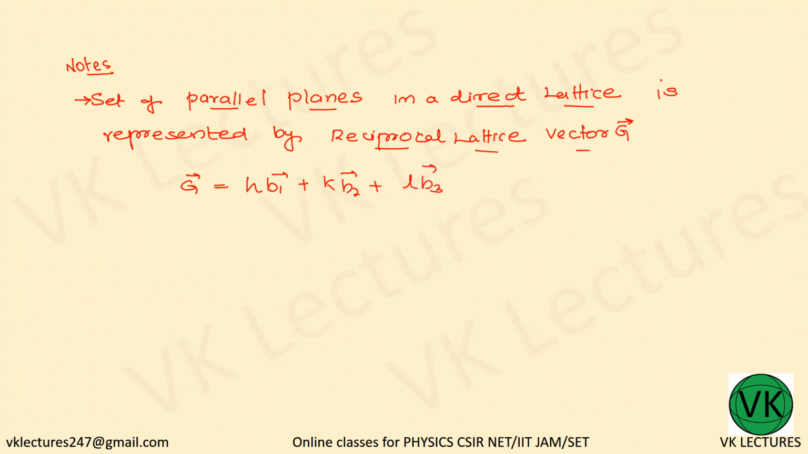Fine. Now again one more note, g is perpendicular to the hkl plane, and d_hkl is equal to 2 pi by magnitude of g.